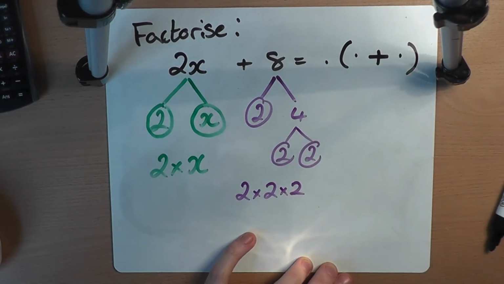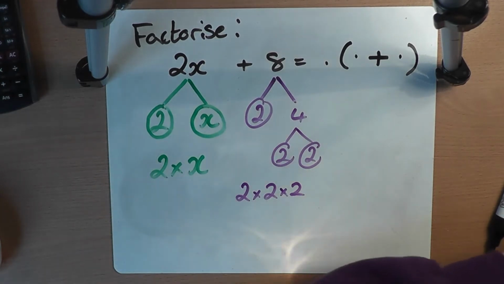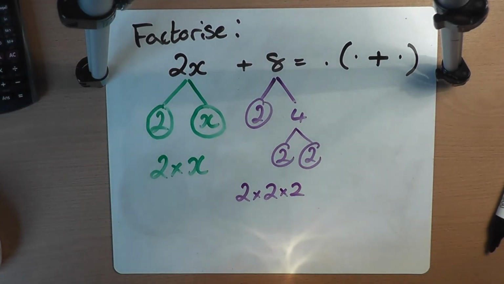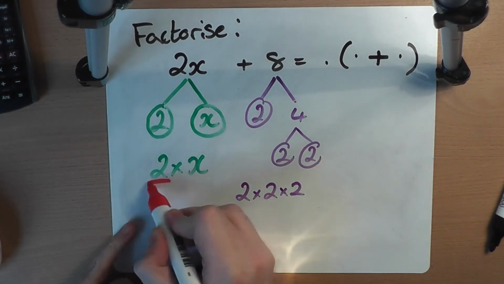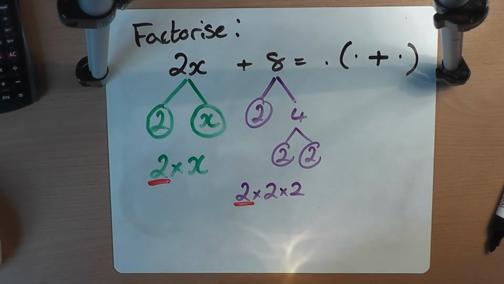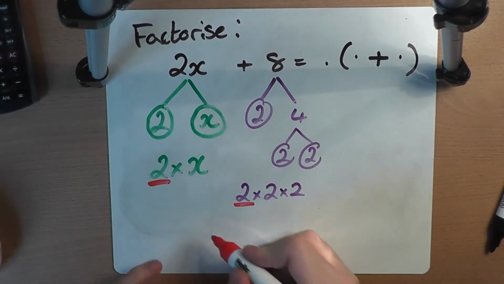Now what we're going to do is look at these strings of numbers times together underneath, and look for stuff that turns up in both. There is a 2 here that can be directly paired up with a 2 there. So what turns up in both lists? The number 2, as in a single 2. 2 is common to both lists.